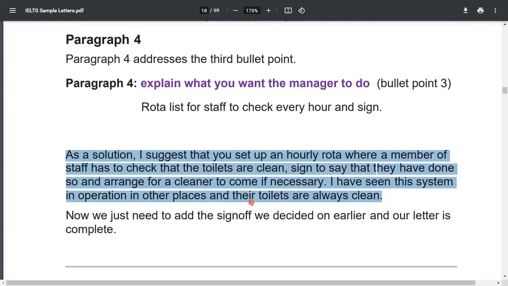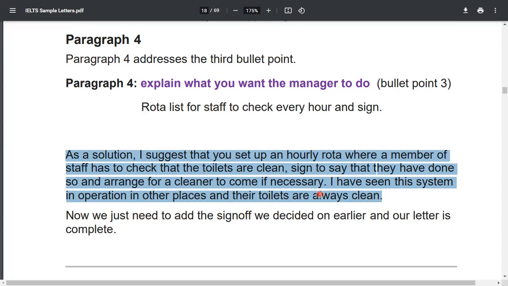So as you can see, we have a lot of good verb tenses here and good words in operation. The system, I have seen the system in operation. It's a strong phrase, it's a strong verb. As a solution, I suggest a strong clause sentence. Okay, so arrange for the cleaner, if necessary, which means important. Necessary is an adjective. It's a strong adjective.